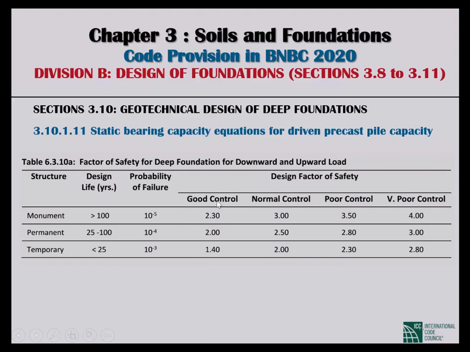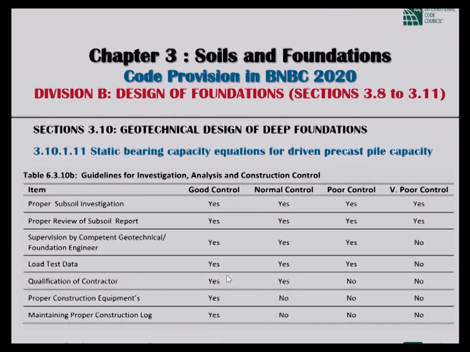That means we could have good control, normal control, poor control, very poor control. And depending on that, whether the structure is monumental, permanent or temporary, we decide. For a permanent structure, the design life is between 25 to 100 years. In that case, if it is good quality, we use a factor of safety of 2. In other cases, maybe it is 2.5, 2.8, and 2.3. So now we are defining good control, normal control, and poor control.